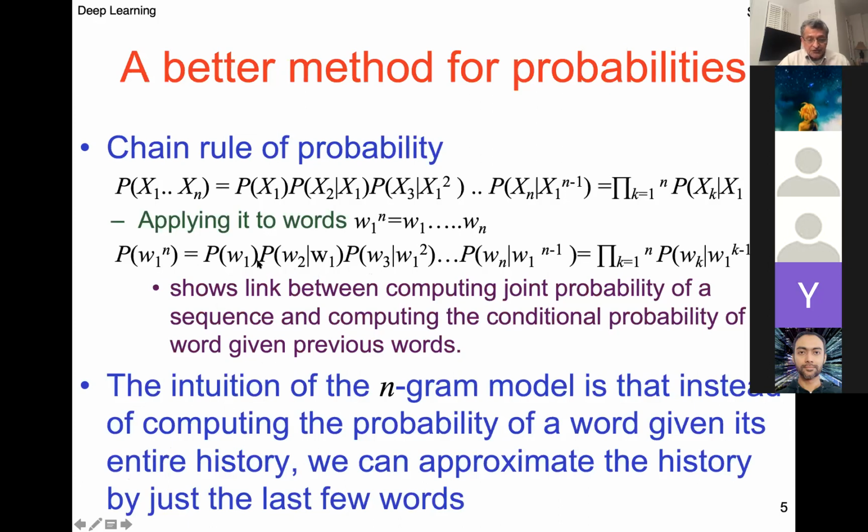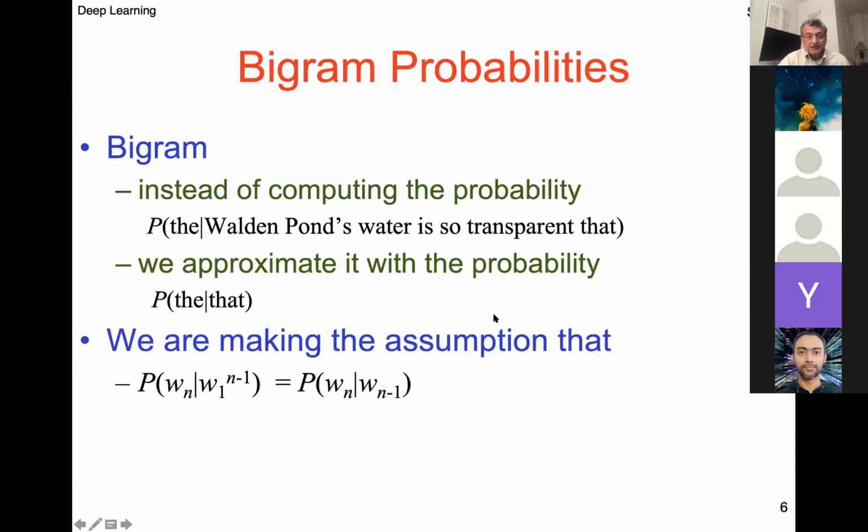The intuition of the n-gram model is that instead of computing the probability of a word given its entire history, we can approximate the history by just a few words. Because in order to do this, we would need the probability of getting that whole sequence, the same problem we just talked about. That seems like a hopeless task. So what if we just restrict our attention to the last few words rather than all the words? That is where the idea of bigrams comes into play.